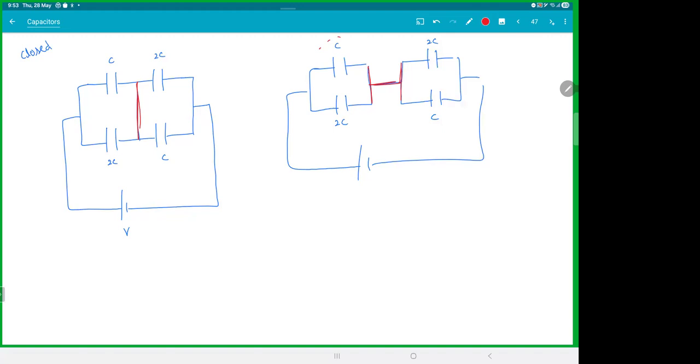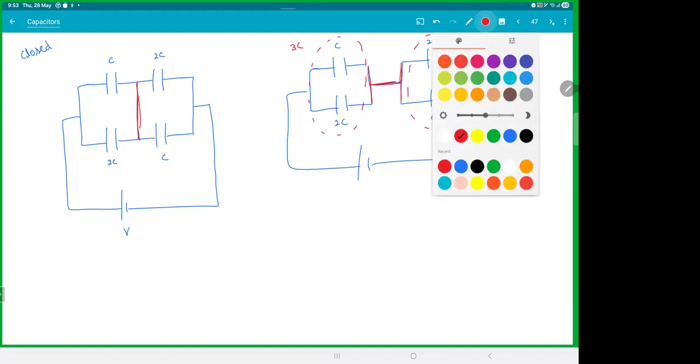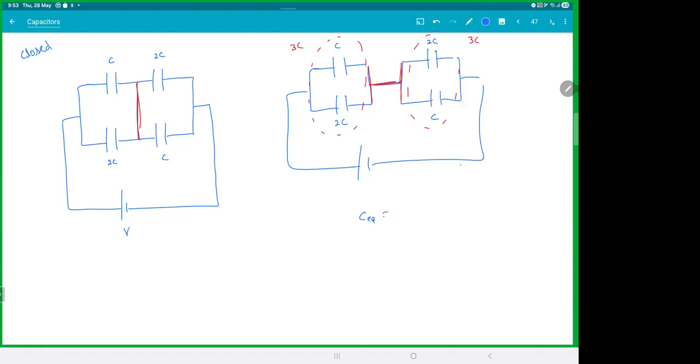Now see what happened. These two are in parallel, which is 3C. These two are in parallel. This became 3C. Therefore, C equivalent will be 3C by 2. See, the whole answer changed. So what is the charge here? 3CV by 2. Is this making sense?